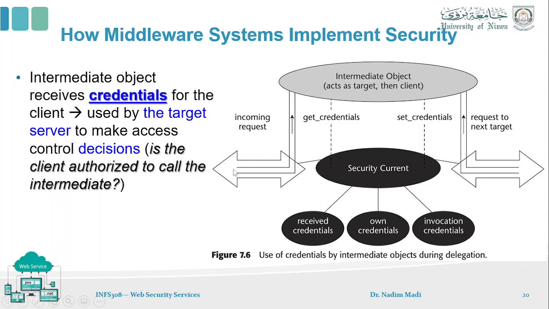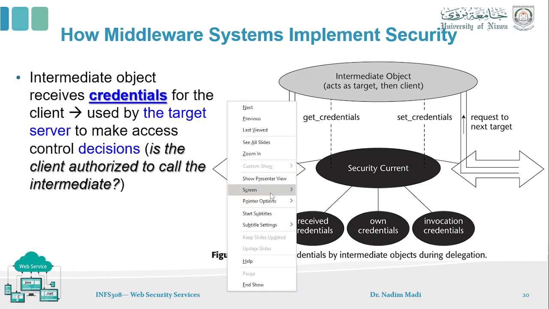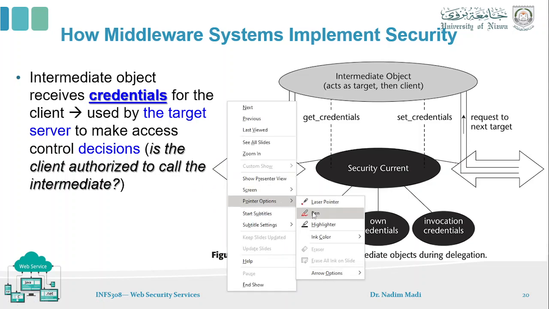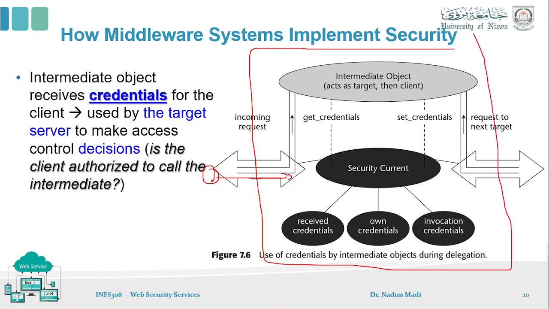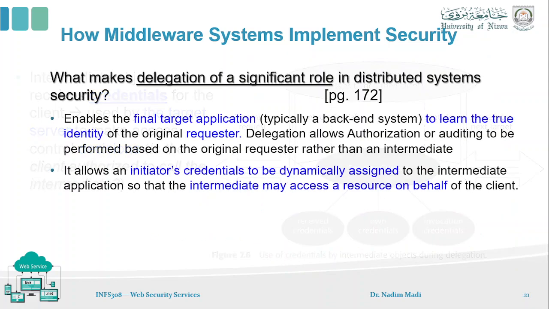As a client which sends an incoming request to the middleware, let's imagine that this is the middleware system over here. The middleware needs to decide: should it use the client credentials, or should it depend on its own credentials? Or maybe it actually uses invocation credentials. So we have different choices that might happen.